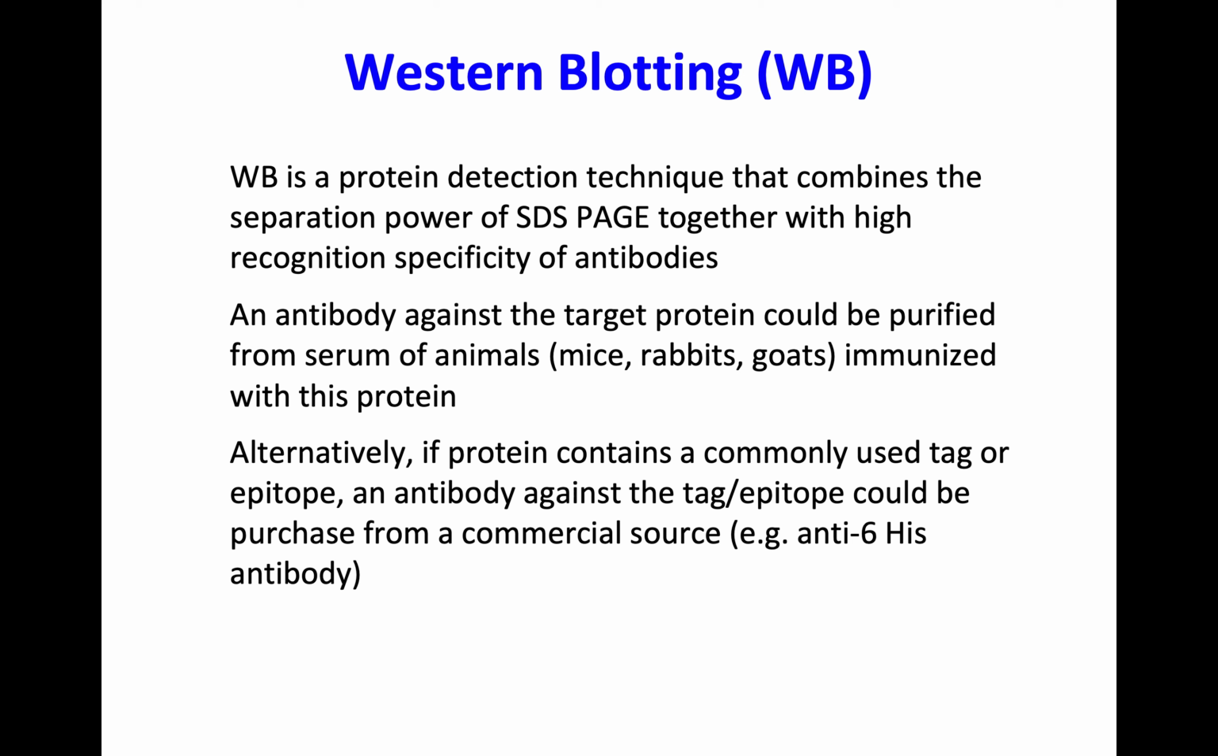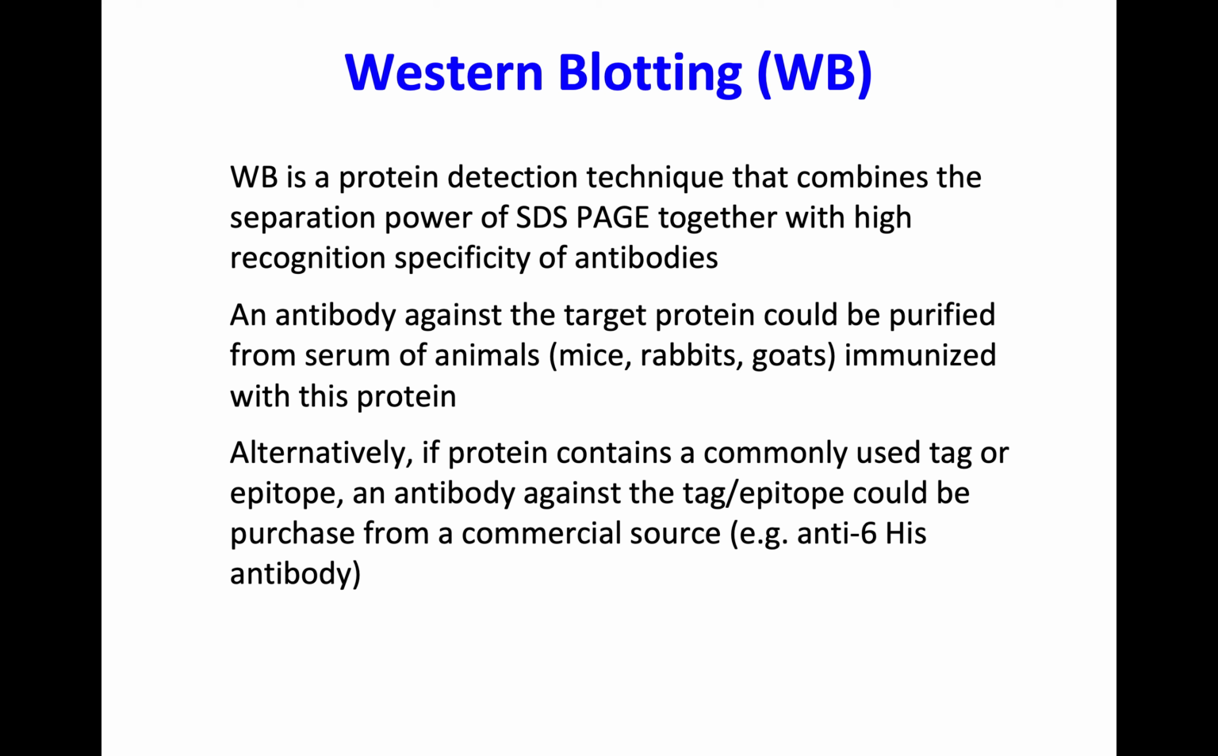This technique combines the separation power of SDS-PAGE, 1D, together with the high recognition specificity of antibody. So to do Western blotting, you need to do 1D gels, never 2D. But you also need to have an antibody. Actually, you need two antibodies. One antibody will function against the target protein, which could later be purified from the serum of animals. Usually the preferred one would be mice, or sometimes people use rabbits or goats. They are immunized with this protein, and then you can purify it later on.